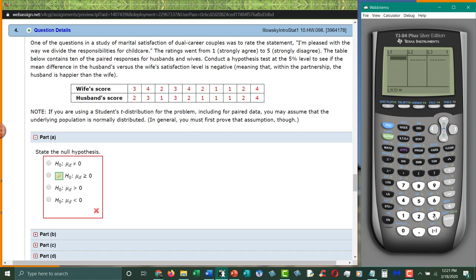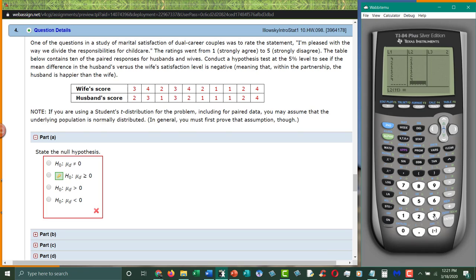So 3, enter, 4, enter, 2, enter, 3, enter, 4, enter, 2, enter, 1, enter, 1, enter, 2, enter, 4, enter. And now the husband scores, 2, enter, 3, enter, 1, enter, 3, enter, 2, enter, 1, enter, 1, enter, 1, enter, 2, enter, 4.